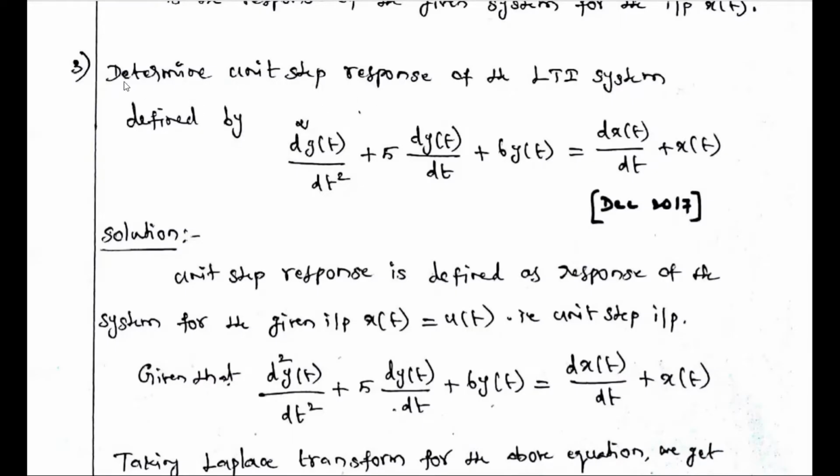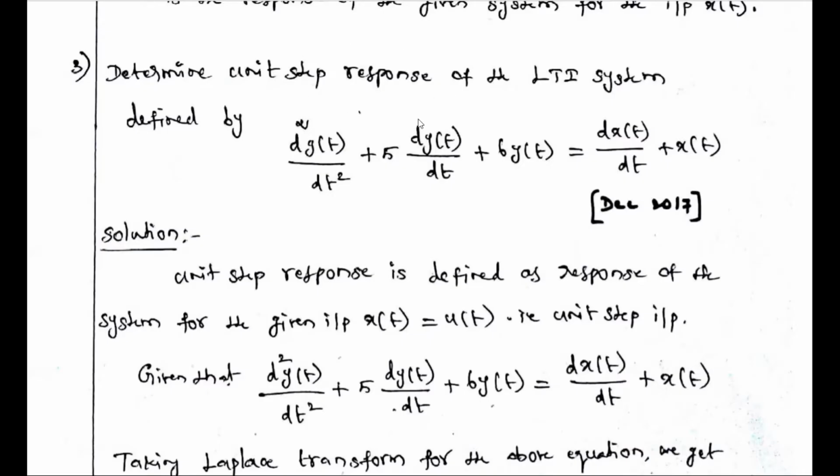Here the question is to determine the unit step response. What is meant by unit step response? We have discussed impulse response. You know what is meant by impulse response? Impulse response is nothing but the response of the particular system for the given input x of t equal to del of t. If you apply the unit impulse signal to the system, we get some output. That output is called the impulse response.